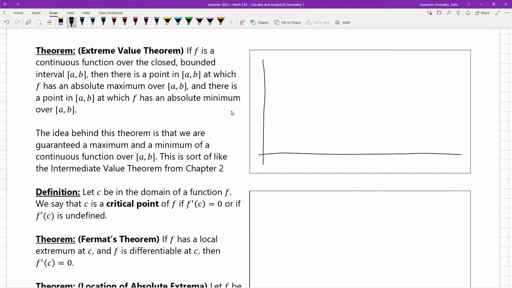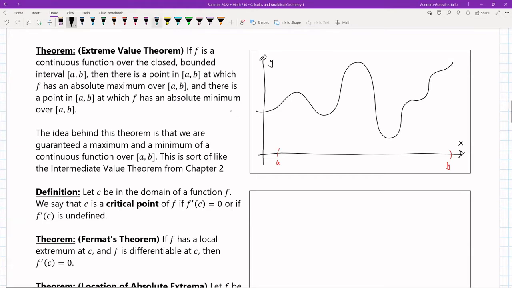So I'm just going to draw an XY. That's my Y, that's my X. I need to draw a continuous graph, and I'm going to choose my [a, b] first. So here's A, and here's B. I get to choose my continuous function. It can do whatever it wants. Let me make it a little more pronounced. So, a continuous function.